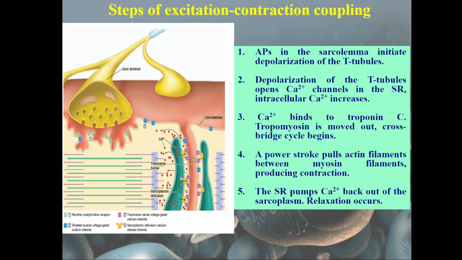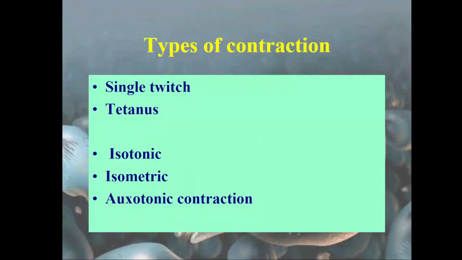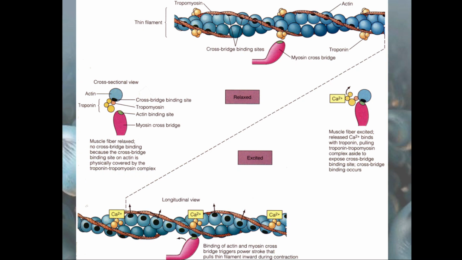Intracellular calcium increases, you see, this like pepper granules, it is intracellular calcium ions. Calcium ions bind to troponin C on the thin filaments, causing, here you may see it, a conformational change in troponin. Because of that, tropomyosin is moved out of the way so that the cross-bridge cycle can begin.